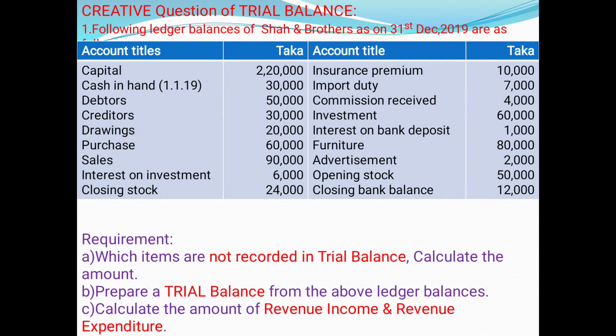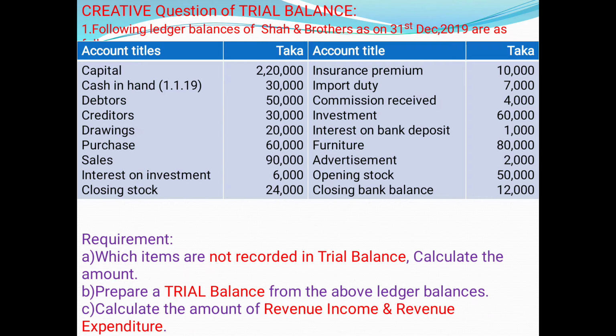Debtors, that is accounts receivable, one kind of current assets. Asset items are debited at all times. Creditors, that is accounts payable. Accounts payable is one kind of current liability or short-term liability. From the rules and procedure of preparing a trial balance, accounts payable is a current liability, that is one kind of liability.